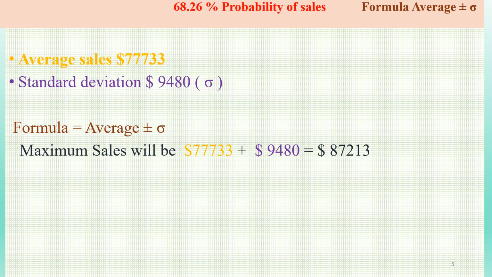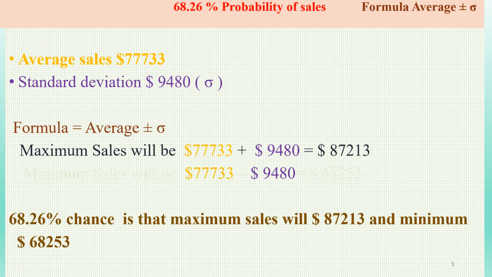To find out the maximum or the upper limit of the sales, we just assign the values into the formula: average sales, and to find the upper limit we take the plus sign and the value of standard deviation. Equals, we get the upper limit, that is the maximum sales, and for the minimum we use the minus sign, giving the minimum sales.